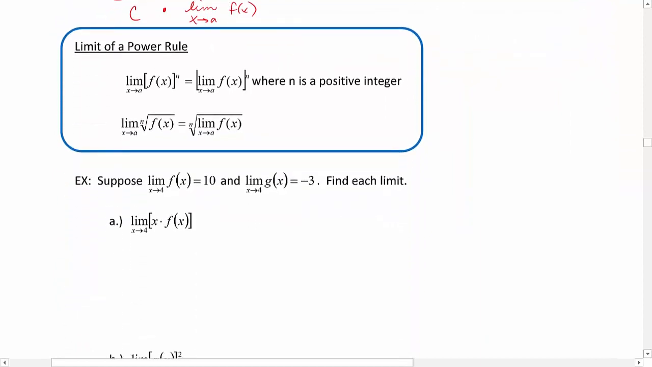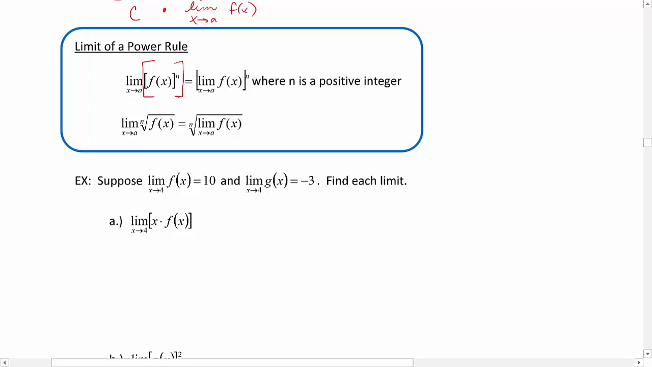We also have the limit of a power rule. So if you have the limit as x approaches a of some function f of x raised to a power, so that power is on the inside of the limit, that's the same as just taking the limit as x approaches a of the function and then taking that answer and raising it to the nth power.